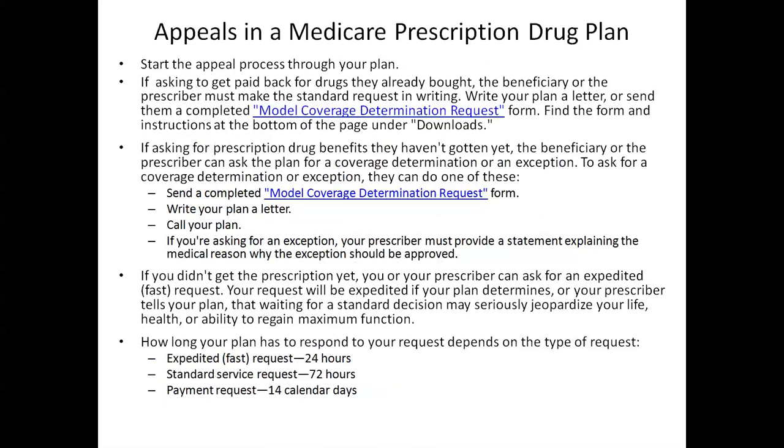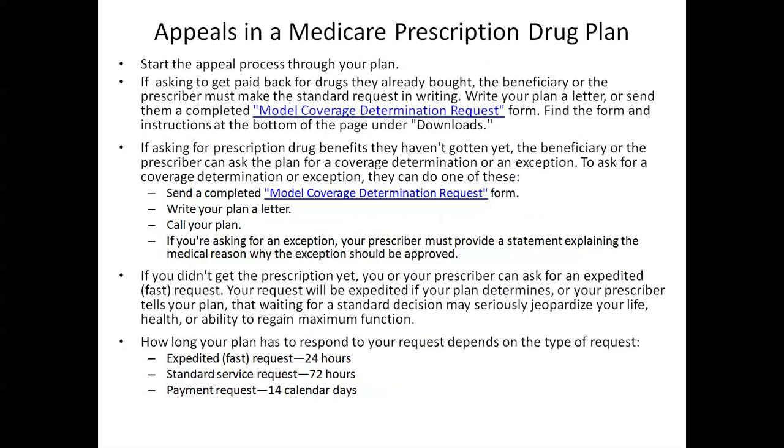So appeals in the Medicare prescription drug plan, of course, they've got to start the appeal with their plan. If they're asking to get paid back for drugs they already bought, the beneficiary or the prescriber must make the standard request in writing, so they actually have to write their plan. Or send them a completed model coverage determination request form. And usually they can ask their plan for it. You can usually go on their website and find it, anything like that.